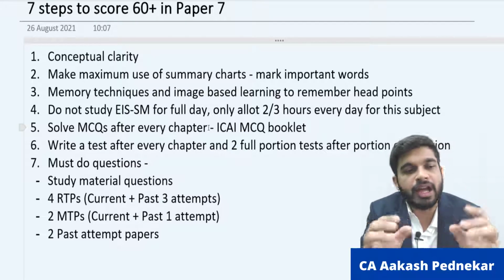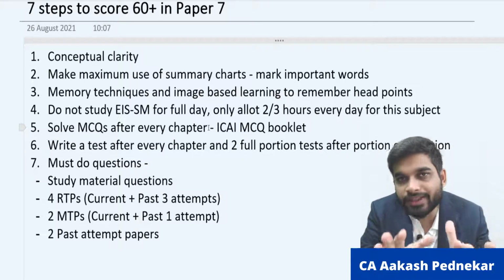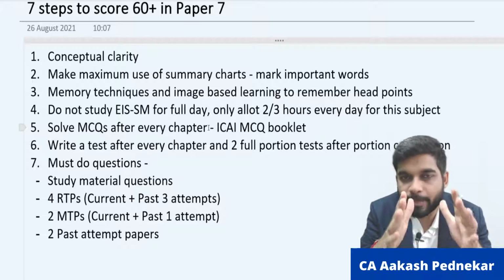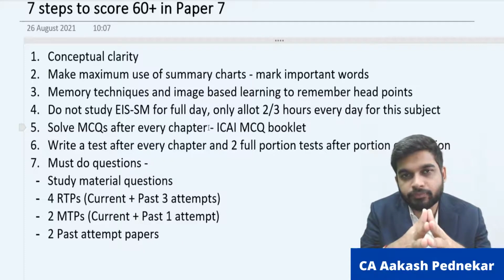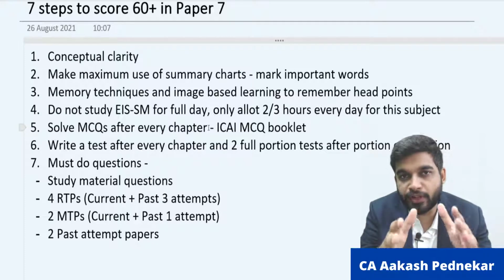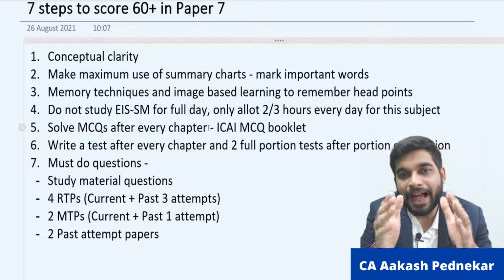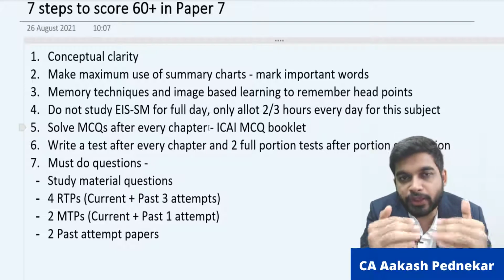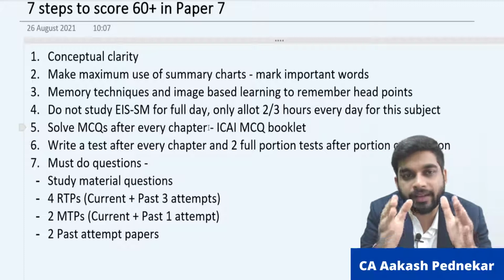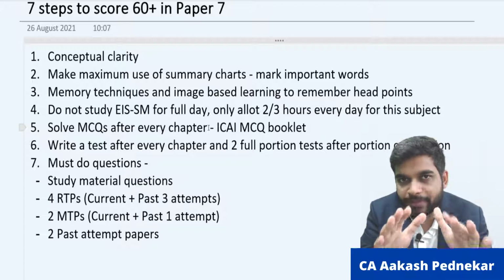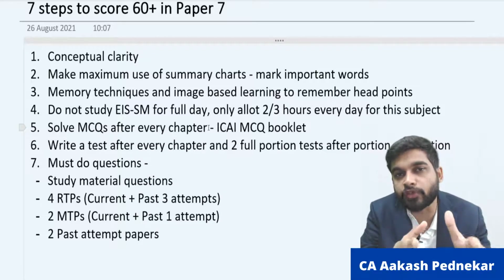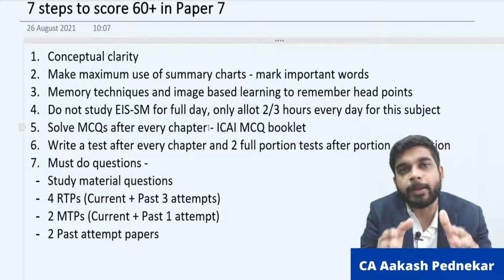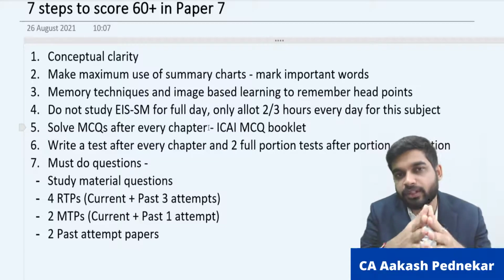I am pretty sure once you have done all these 7 steps, your paper 7 will be very easy to crack, and you will be in a much better position to score an exemption in this paper. I hope this video has been insightful for you, and it has explained how you can crack this paper. It is a very simple subject to crack, but considering the reasons which students do not follow, that is the main reason why students are unable to score an exemption in this paper.